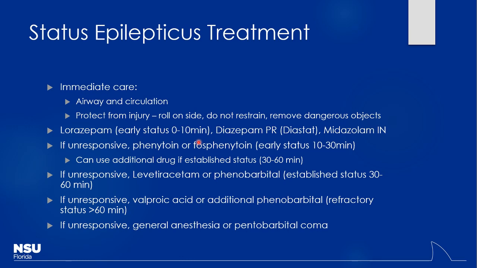Okay. So at that point, what do we do after that? So let's say the Ativan's not working. We've given them 2 or 3 doses. What do we do next? Well, now you come up with your second-line treatment there.